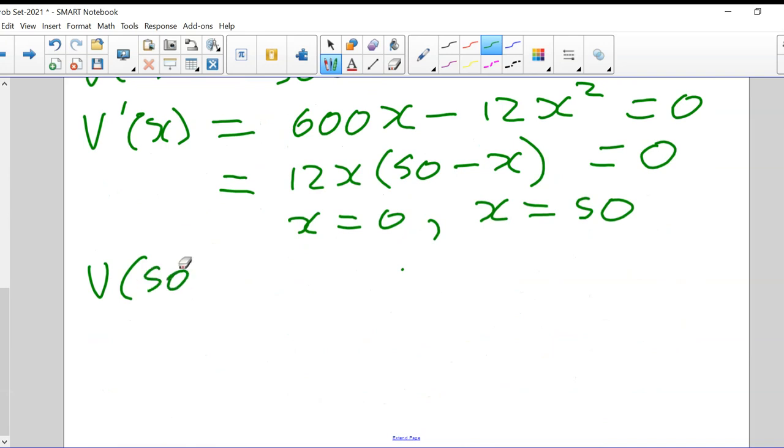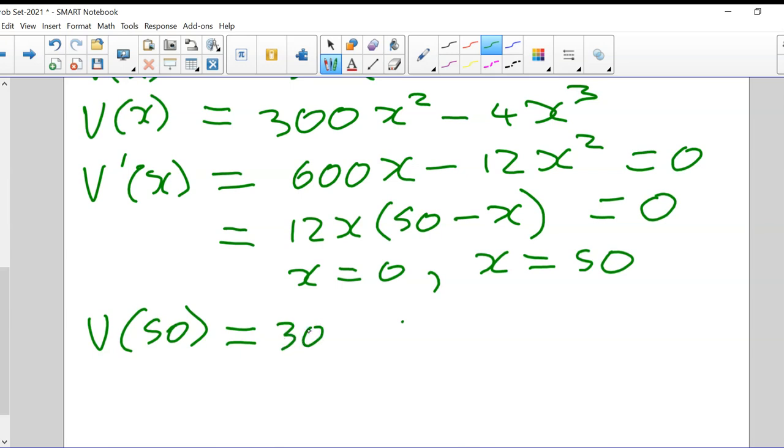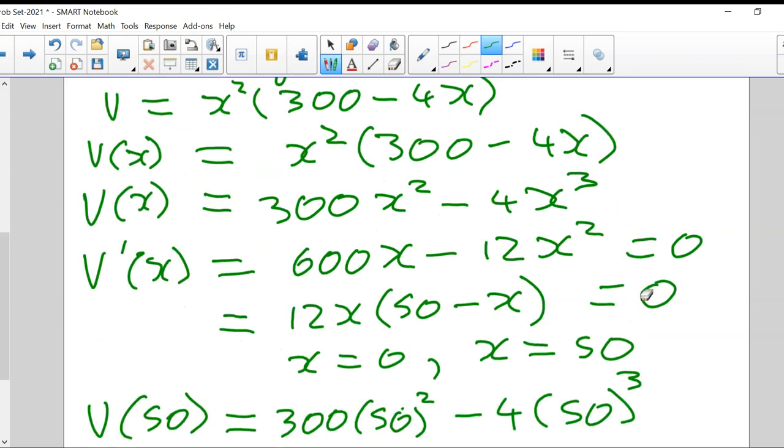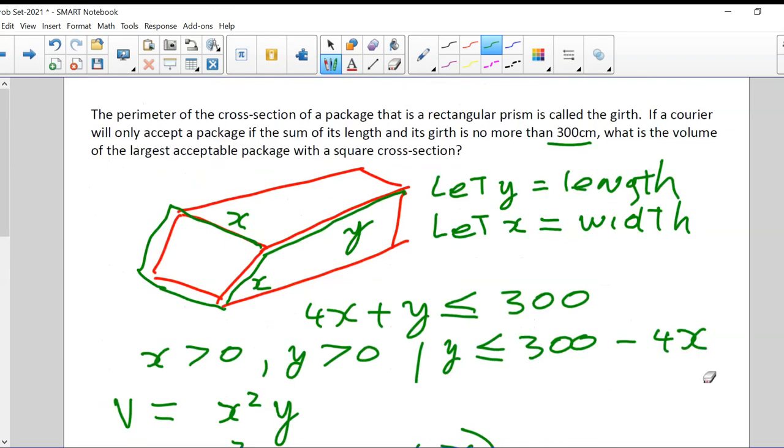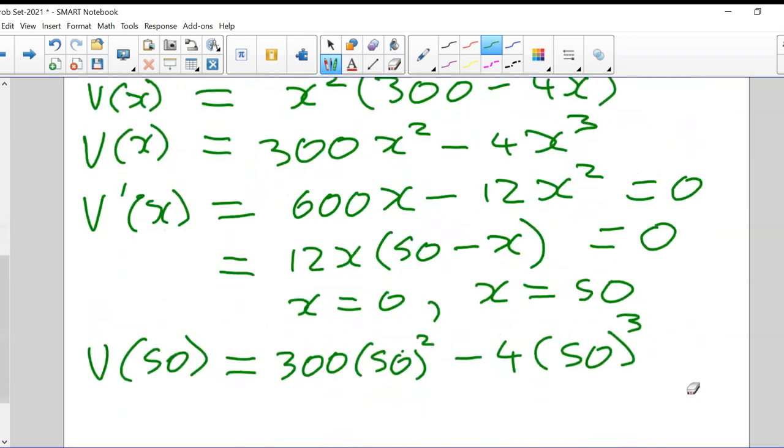So that's pretty simple. We just put that into the function. And the function originally was 50 squared times (300 minus 4 times 50). And I'm going to leave that with you, because I'm sure that you can do that. We have about 12 minutes left. Unless anybody has any questions, you can do that on your own. You don't need me to do that with you. And that would be the answer, by the way, the largest possible volume that you could have, in whatever units make sense for this, which would be centimeters.